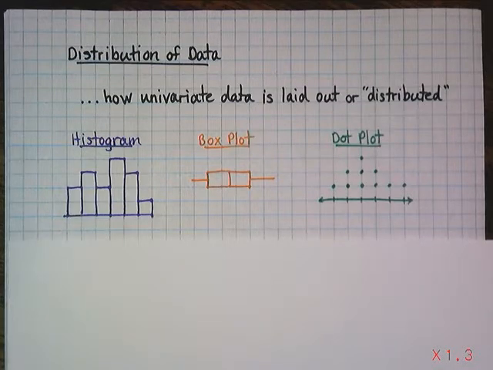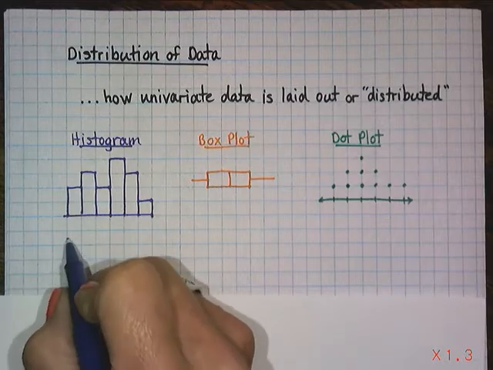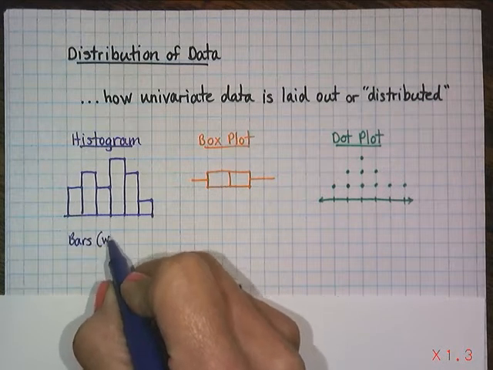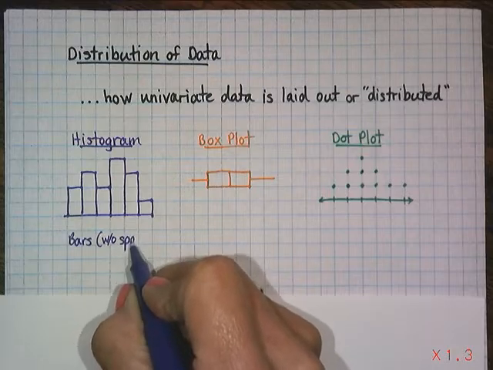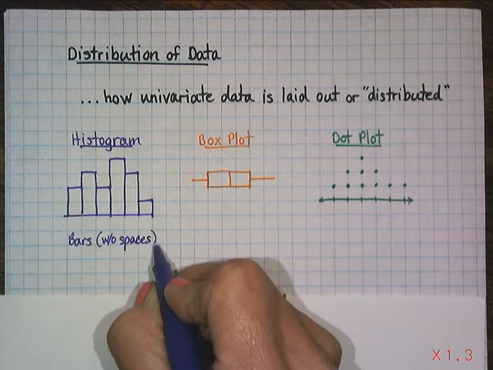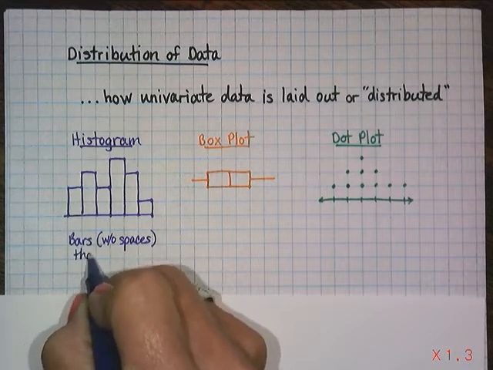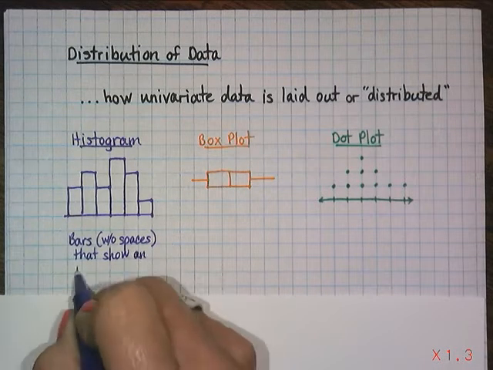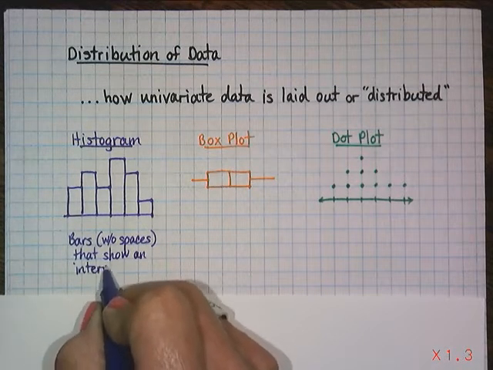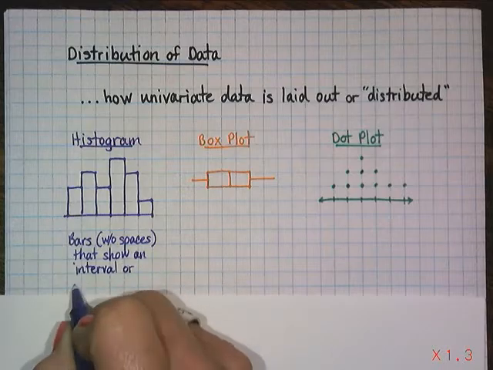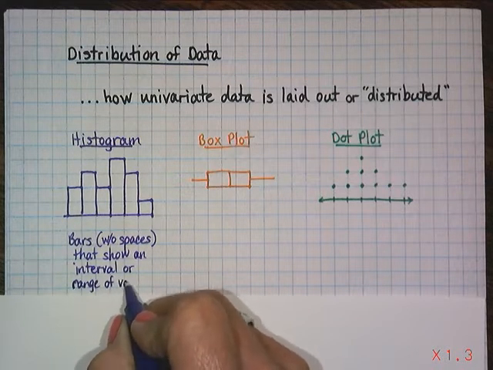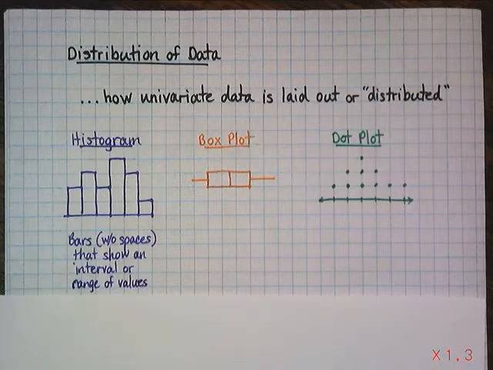The first way is a histogram. A histogram is just bars without spaces. It's important to keep in mind without spaces. That's what makes it a histogram, that show an interval or range of values. Now that's kind of confusing for some students.